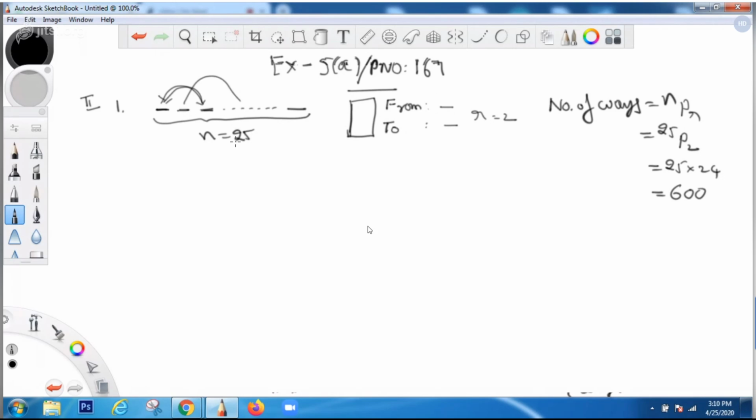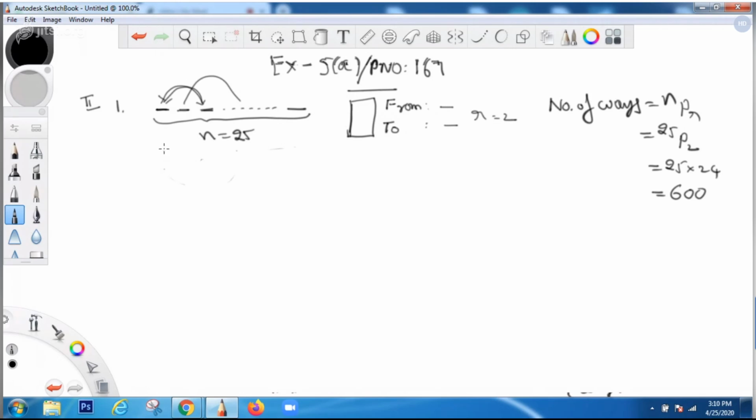And also you should remember, no one asks, "Sir, please give me a ticket from first station to second, second to third, third to fourth, fourth to fifth." No one asks like that. We simply say from here to a destination somewhere else. So only from and then to is to be filled. Hence, the number of places to fill at a time is only 2, from these 25 stations. That's why n is equal to 25 and r is equal to 2.